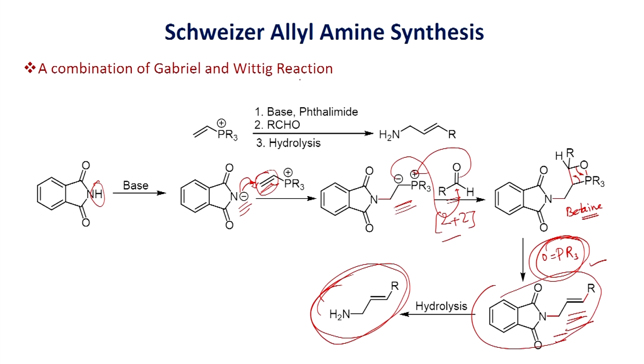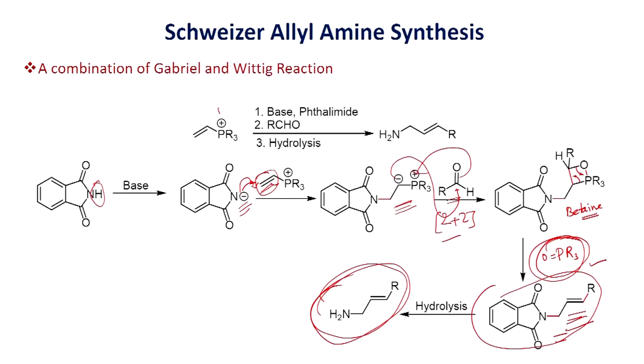In this way, if you have vinyl phosphonium bromide or any salt, it can be readily reacted with imide in the presence of base to give this ylide. That ylide can be further reacted with aldehyde to give this allyl derivative. Once we have this allyl derivative, it can be hydrolyzed to give the allyl amine as a product.